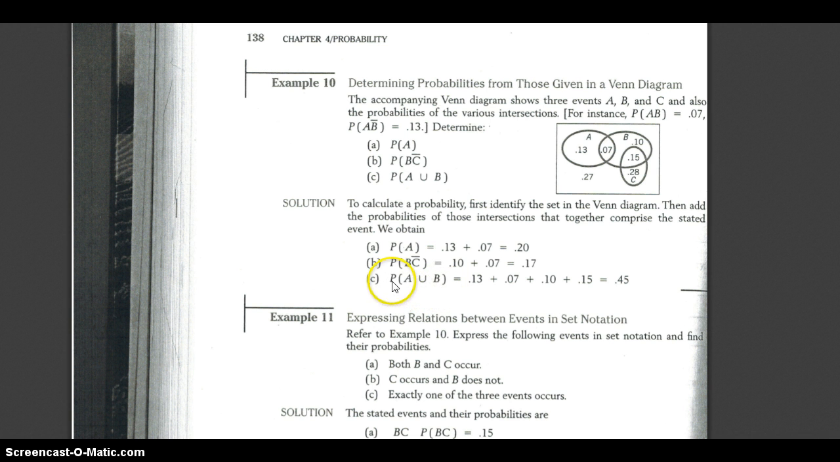Okay, the last part is the union. So you can see B, C bar are very different. For B, C bar, you're looking for a part not only in B, but also outside of C.